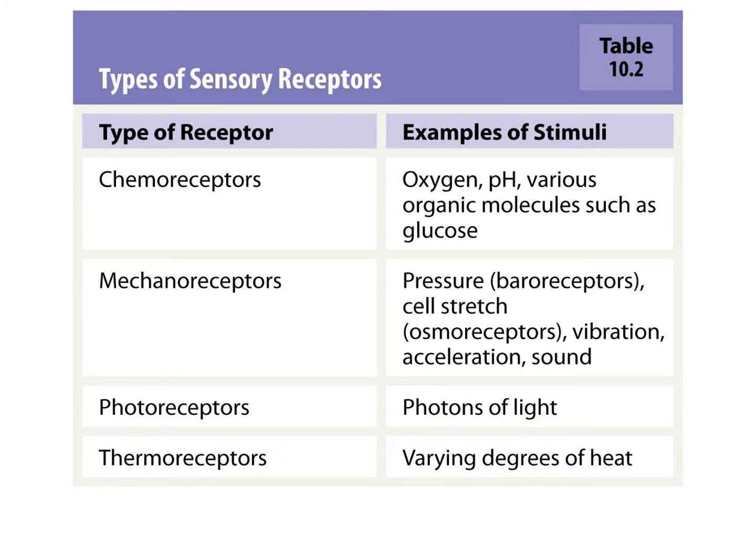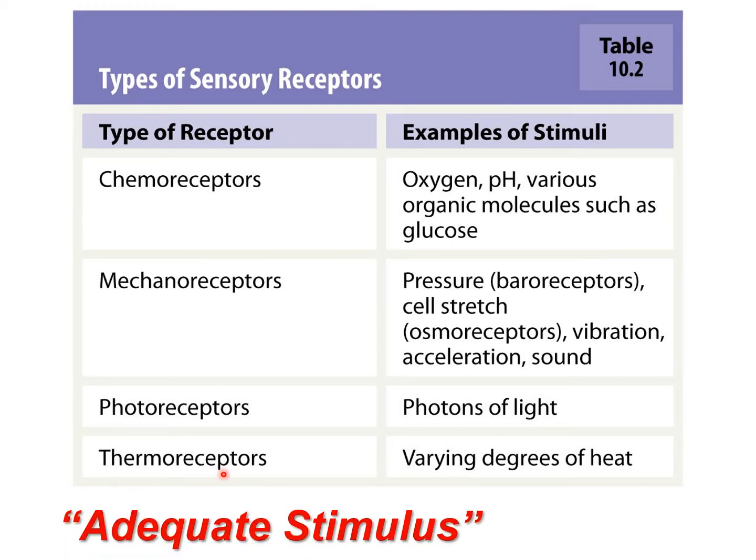Now, here is the key concept. Here is the key concept. The type of mode that the receptor is most sensitive to, we call the adequate stimulus.